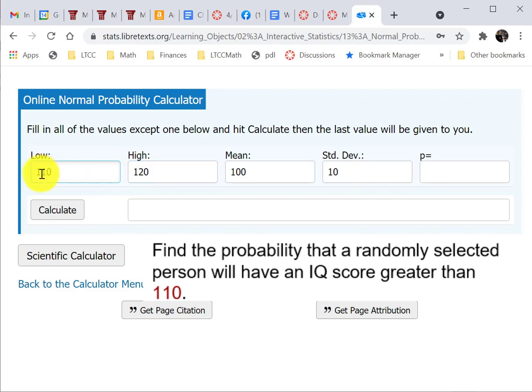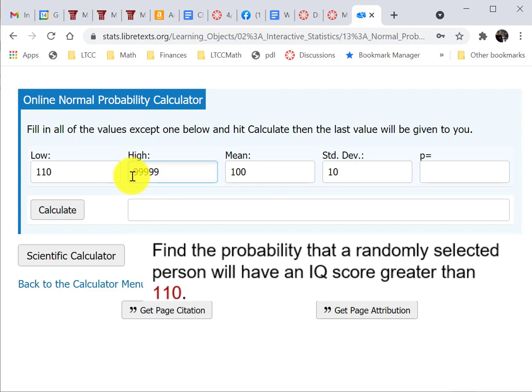Well, if we want to be greater than 110, then the highest IQ score that's greater than 110 can be unlimitedly high. It's infinity. So I'm going to trick my calculator, and this is what you're going to want to do: I'm going to put in a bunch of 9s, and you always want to put in at least 2 more 9s than the number of digits that we see in any of these numbers.